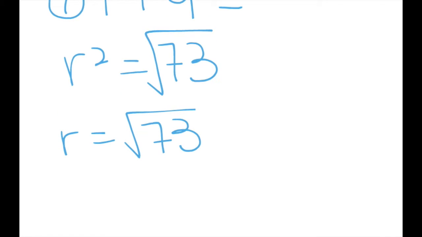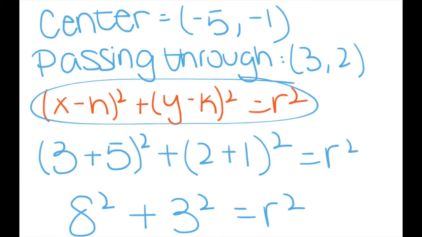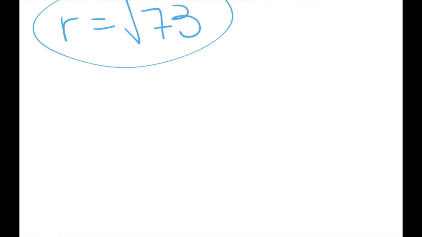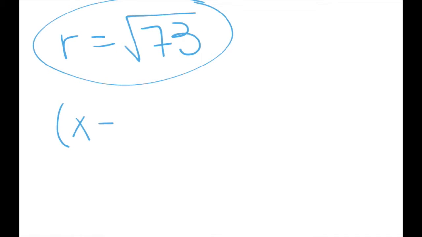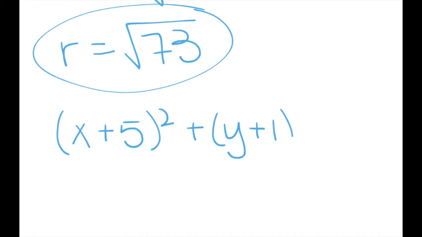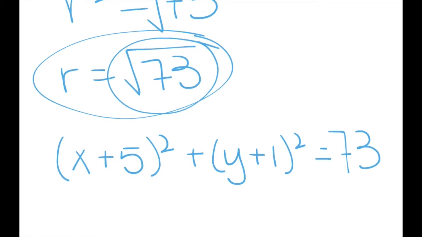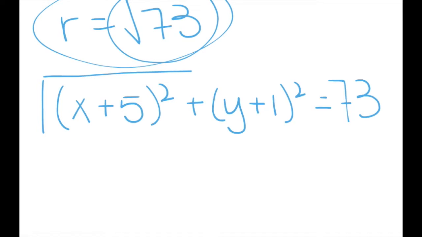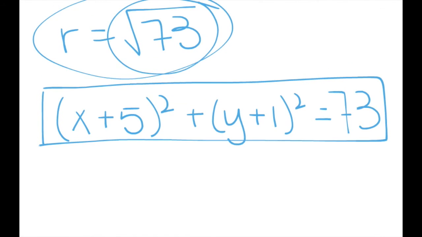Now to write the full equation, we're going to have to plug this radius back into our original equation. So how this is going to work is we're going to do x plus 5 squared plus y plus 1 squared equals 73, because the radius squared will give us 73. So this is your final equation. That's your answer. Now we're going to try to graph this.